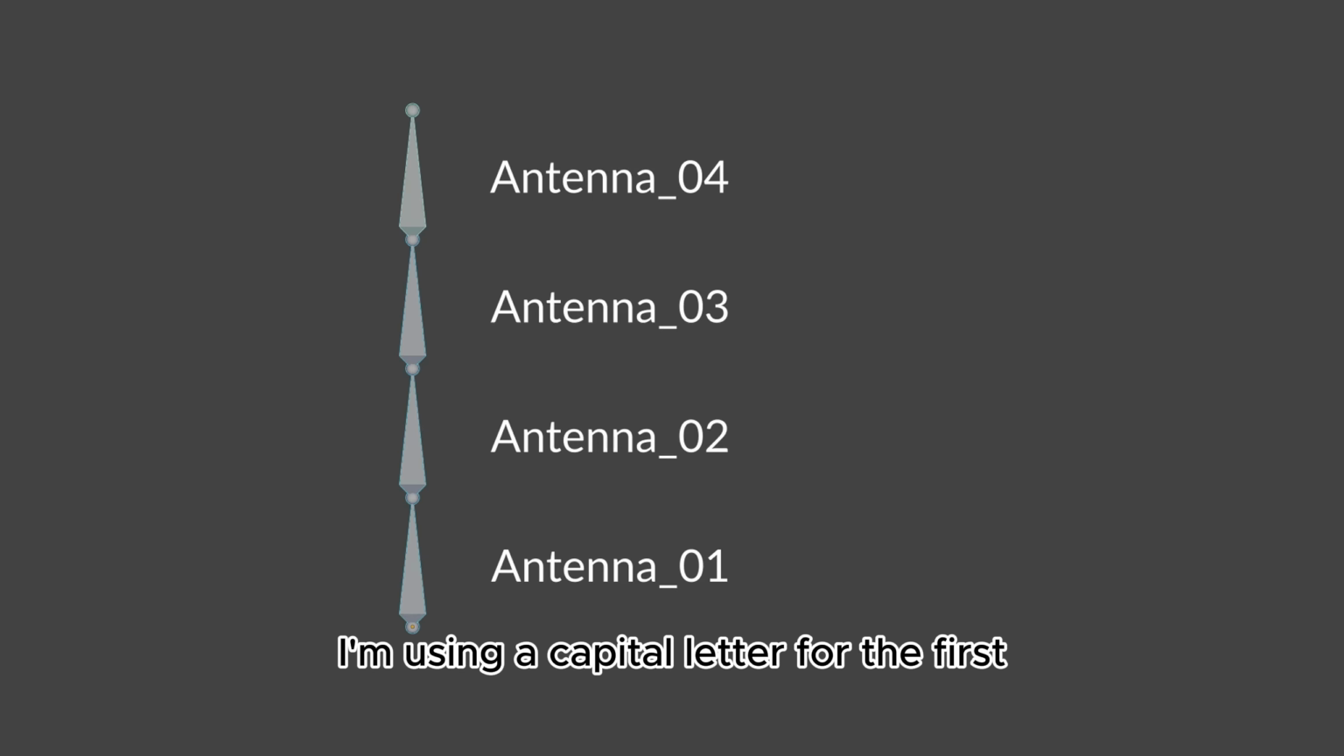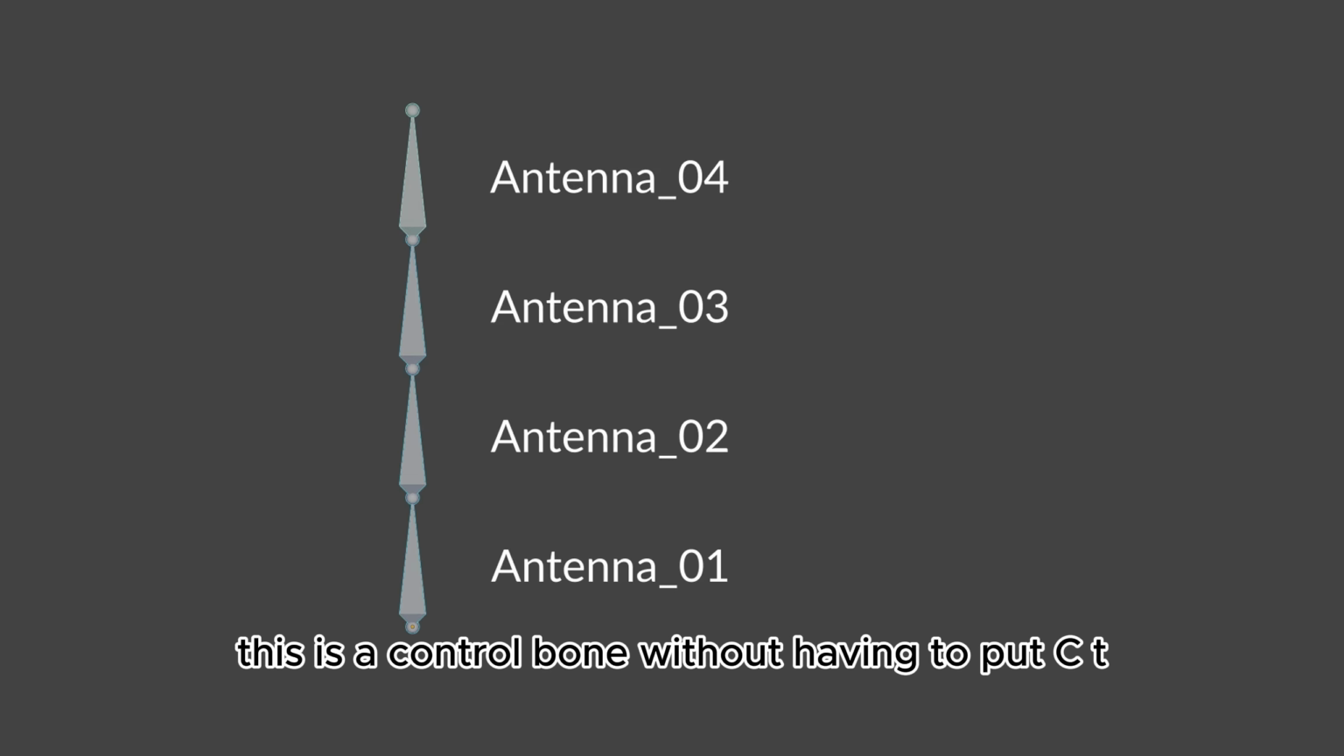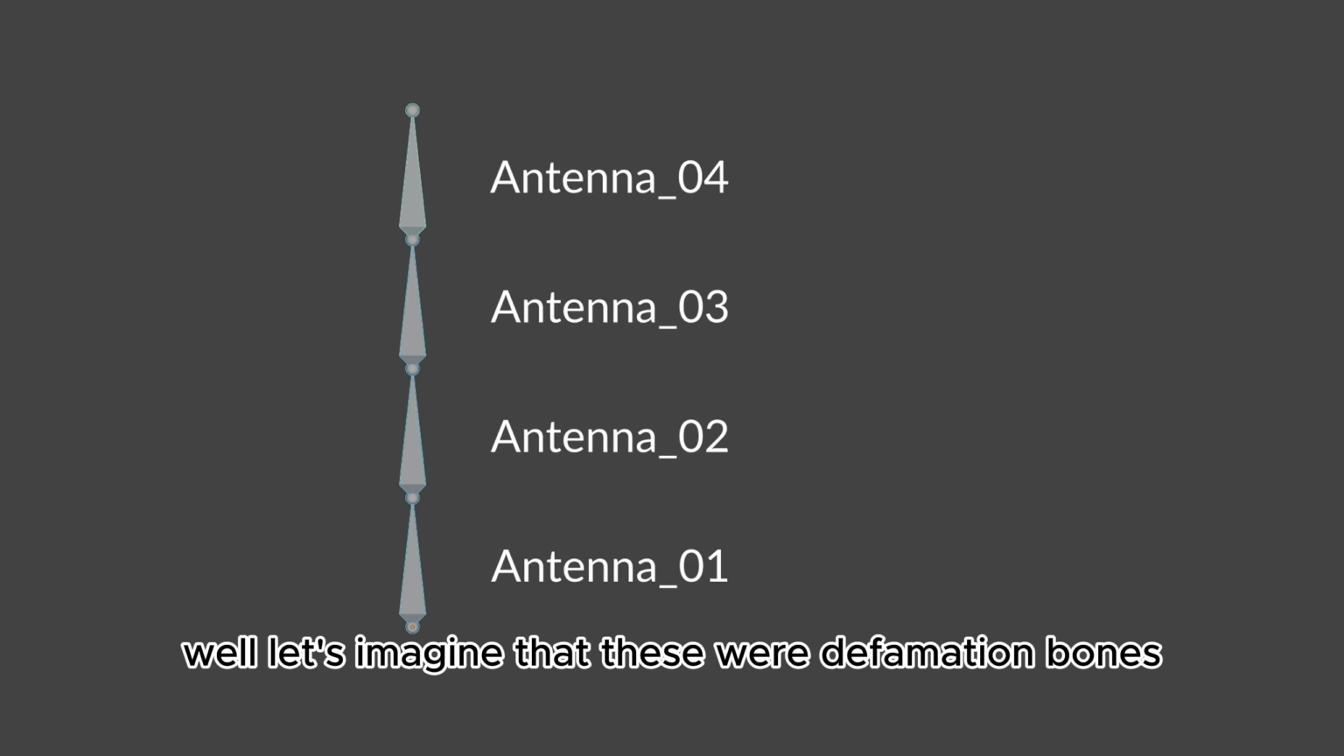I want you to notice that I'm using a capital letter for the first A in this one. And that is the way that I signify that this is a control bone without having to put CTRL in the name. So where do I put the special labels? Well, let's imagine that these were deformation bones. Let's have a look at what I would call them then.